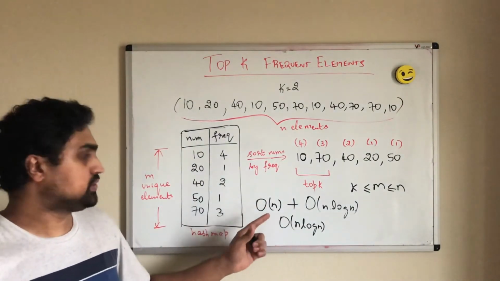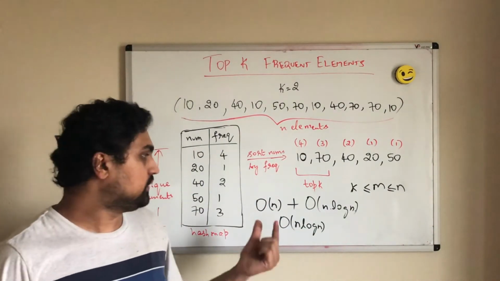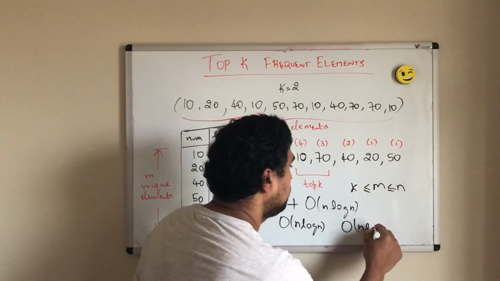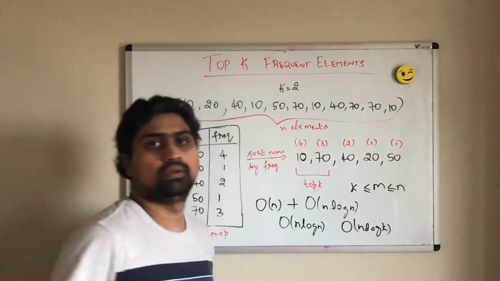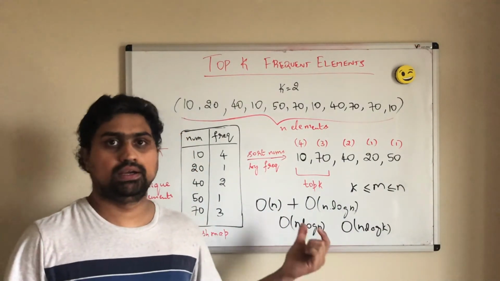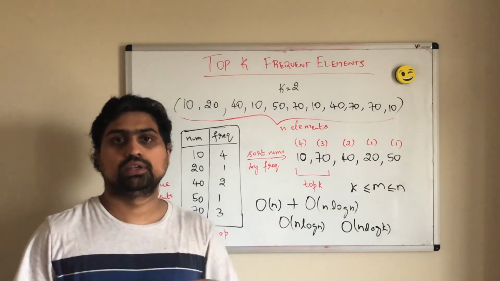Now this is a good solution, but can we do better than this? Can we solve the problem in big O of n log k time? So yes, we can. We can solve this in n log k time using a data structure called priority queue. So let's see how we can do that.